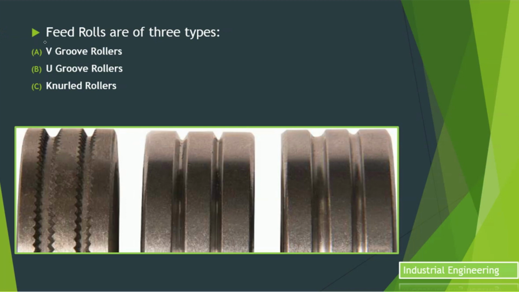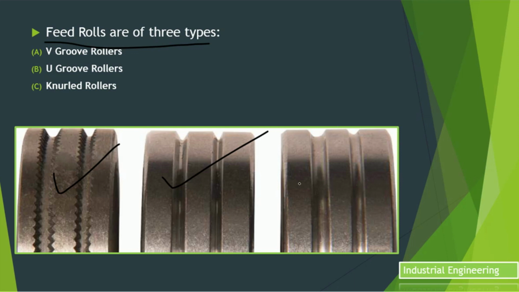The feed rollers are of three types. The first one is the knurled roll. This knurled roll is used on tubular cored wires, which are easily deformed. The second one is the V-groove roller, used for hard wires such as steel and stainless steel, where the wire shape is not deformed due to tensioner pressure.